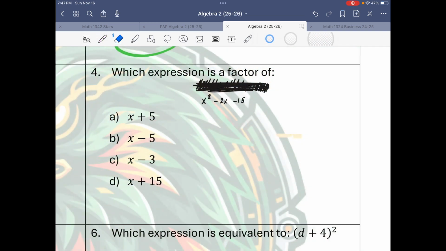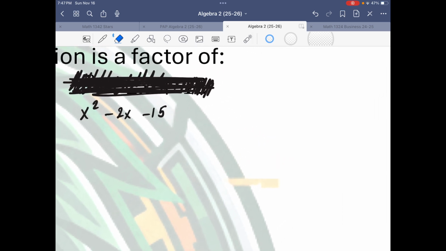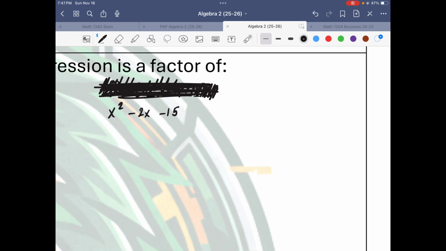All right, and number 4. Which expression is a factor of x squared minus 2x minus 15? Now, I'm going to show you, quote, the correct way to do this, and then I'm going to show you a shortcut method, okay?